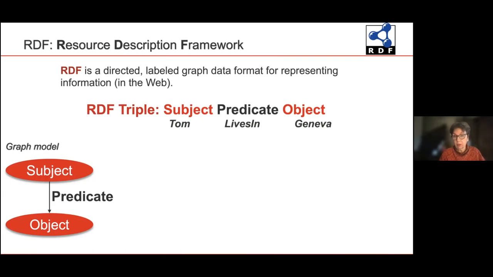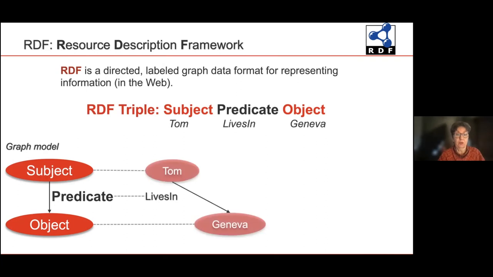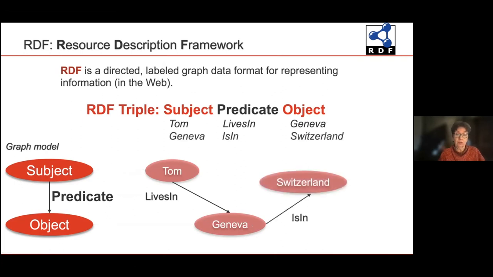Let's take a simple example: Tom lives in Geneva. You can have this graphical representation. We have a node for Tom, which is the subject. The predicate is "lives in", and the object is Geneva. We can also say Geneva is in Switzerland, and an object can be the subject of another triple. In that case, Geneva becomes a subject and "is in Switzerland", where Switzerland is the object.